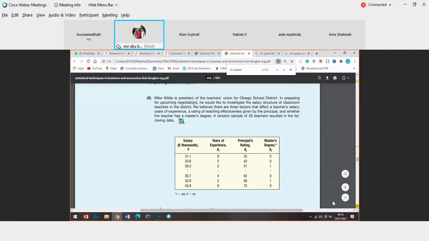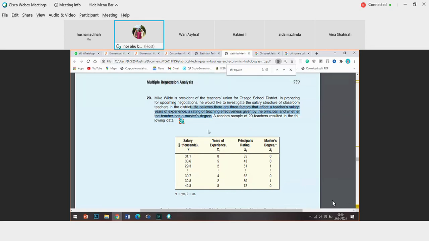Okay, in order for him, this guy, to develop some sort of multiple linear regression, to develop a model, cuba tengok apa dia ni. He believes there are 3 factors that affect a teacher's salary: years of experience, variety of teacher's effectiveness, and whether the teacher has a master degree. Nampak tak ni? Okay, jadi saya tengok kebanyakan pelajar yang tanya saya soalan tu, dia main letak je apa dia X, apa dia Y, without even thinking. Okay, so sebenarnya ini yang paling penting.